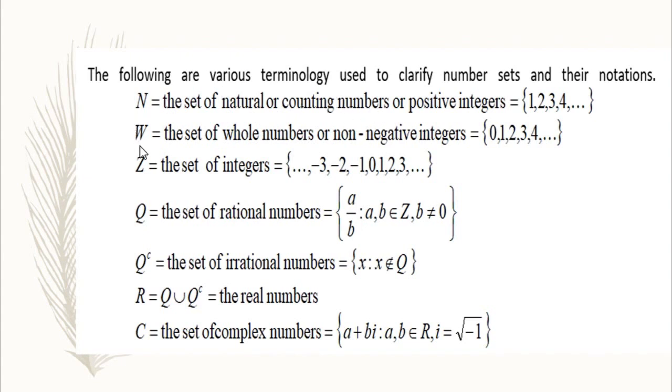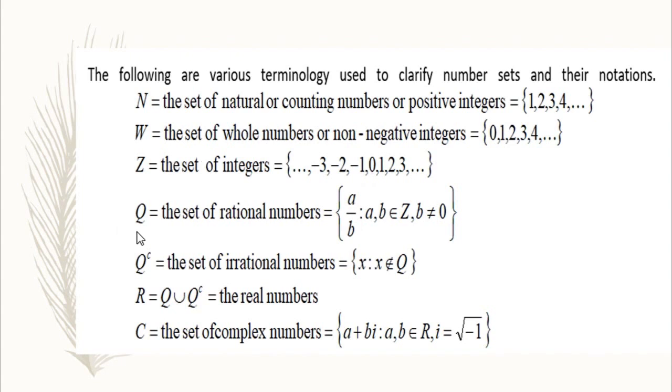Next, we have capital letter W, which is the set of whole numbers or non-negative integers. So, ang atong whole numbers are your positive integers and 0. Next, we have here capital letter Z, which is the set of integers. When we say integers, naana din ang imuhang positive numbers and your negative numbers with 0.